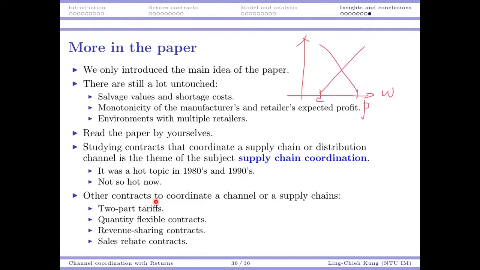There are other contracts that may coordinate a channel or a supply chain, to name a few: two-part tariffs, quantity flexibility, revenue sharing, sales rebate, and so on. Well, there are just a lot. In the lectures, we will discuss some of them to give you more ideas about how to align incentives in a supply chain with different kinds of contracts.